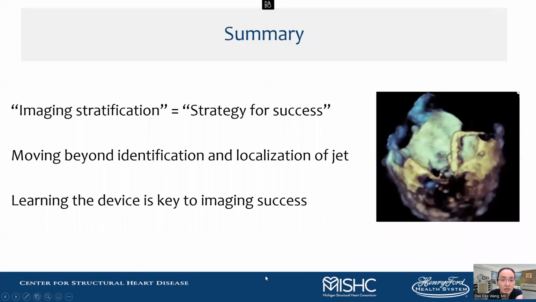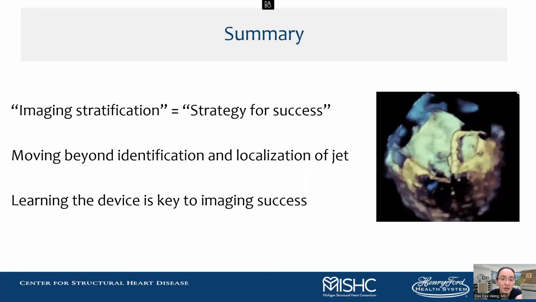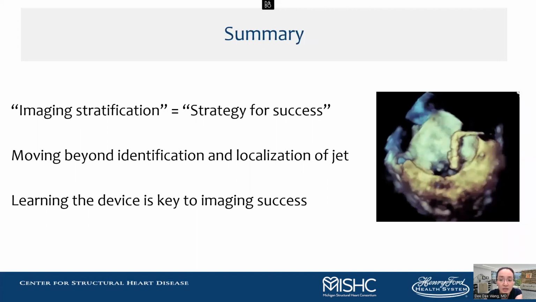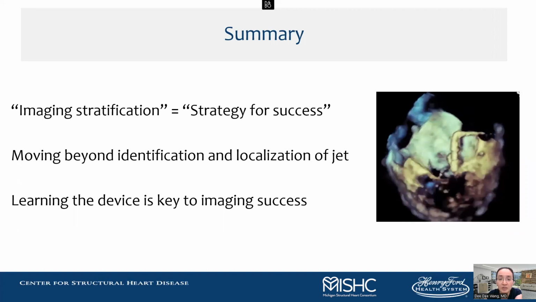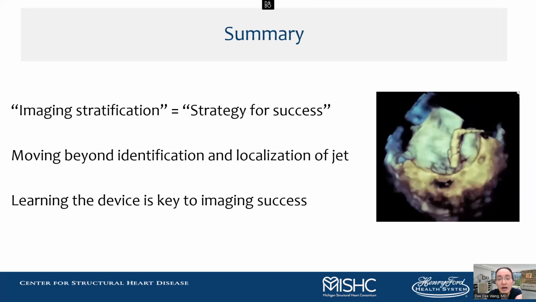So in summary, imaging stratification is not truly imaging. It's about a strategy for success in understanding the clip device, clip design, and the whole delivery system sheath. What we need to focus on is no longer color Doppler flow, MR quantification, and it's beyond the identification of the jet and localization of it. It's now how do we navigate to the point of interest. The most important concept is for interventional imaging physicians and implanters to learn the device, because that is the only way we can have imaging success.